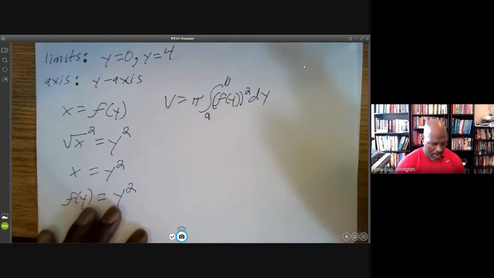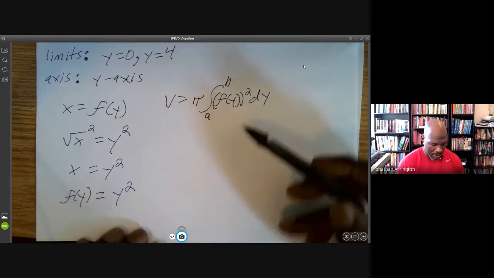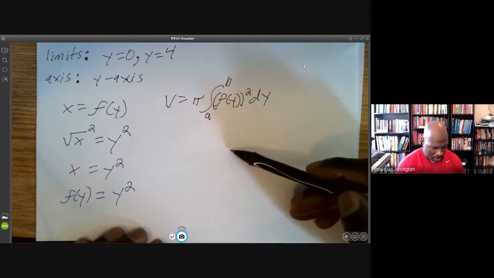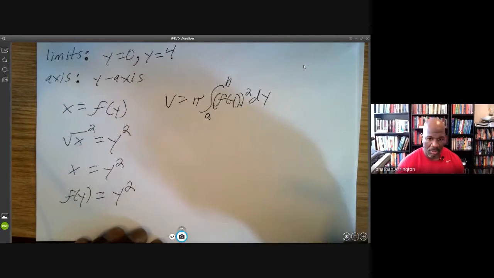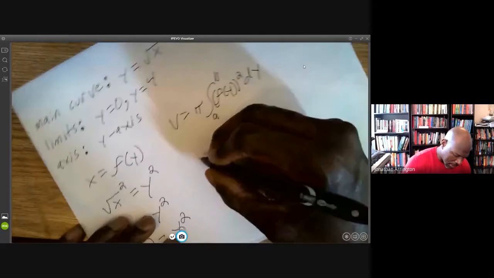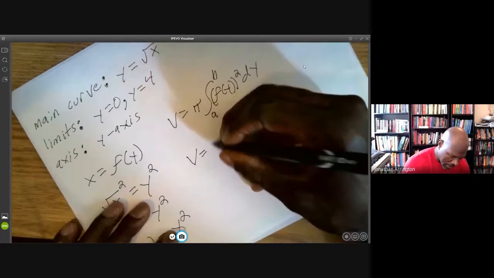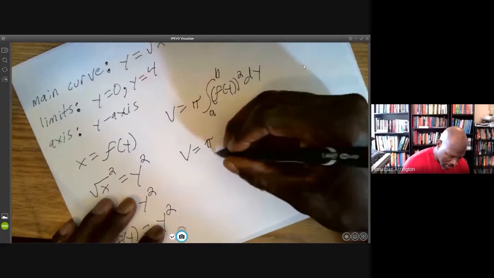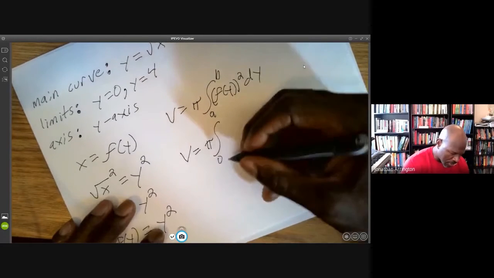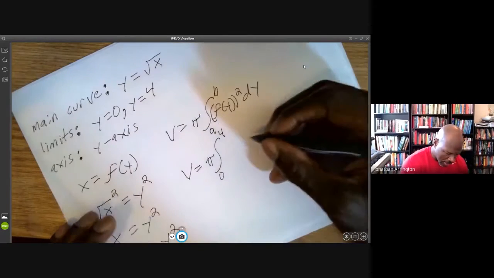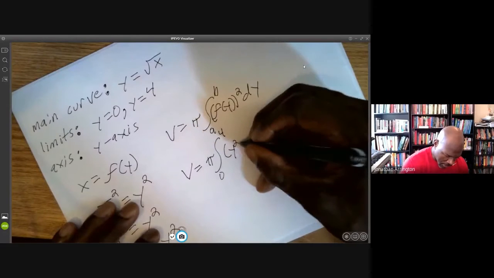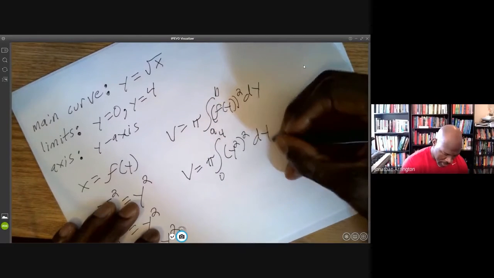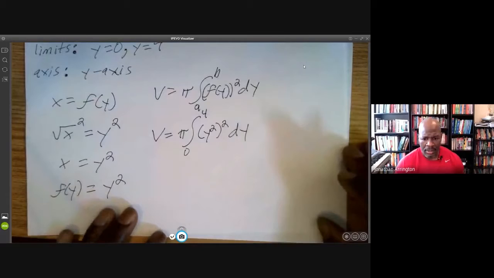So that's our formula there. So we're just going to plug in the values. So a and b are going to be 0 and 4, and f of y is going to be y squared. So it should look like this. The volume is pi times the integral from 0 to 4 of y squared dy. So there's the guy.